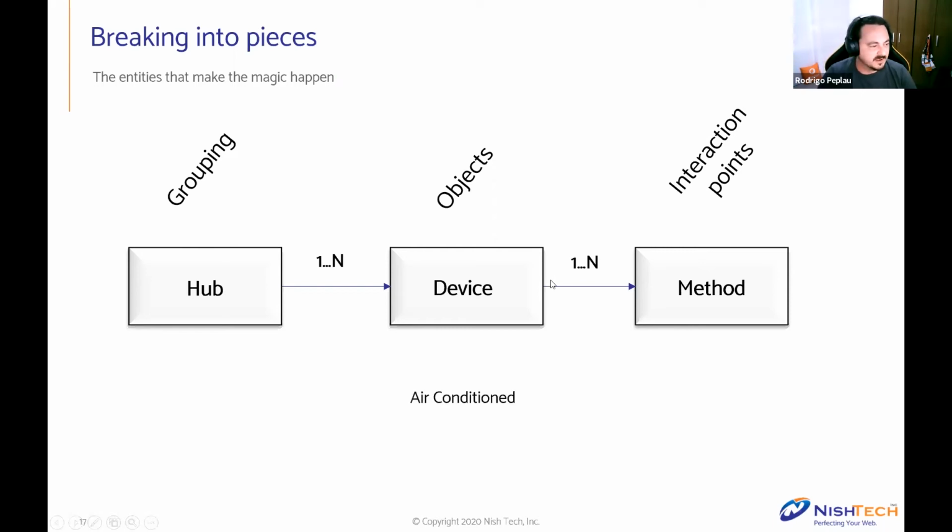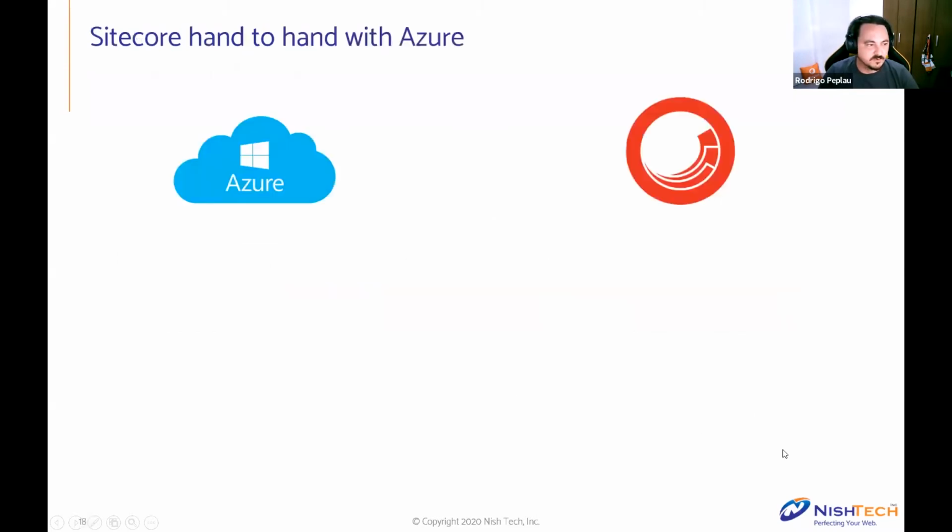Here, for instance, as an example of a device, I will bring in an air conditioner. So an air conditioner is like an object, a smart air conditioner in this case, and it has a few methods, like a method to get the current state, a method to turn on and off, a method to set the temperature. So continue here, very important to understand how Sitecore ties to the Azure hub, okay?